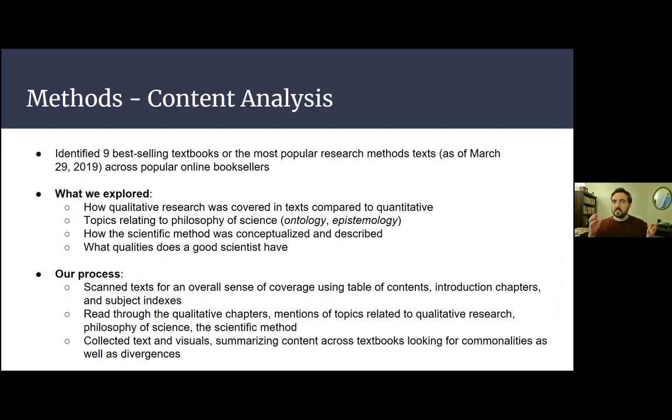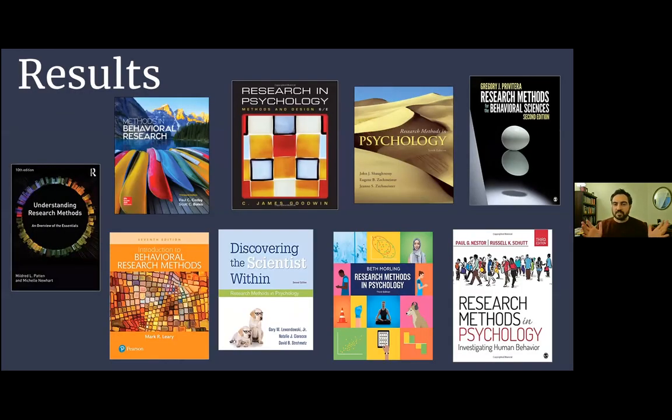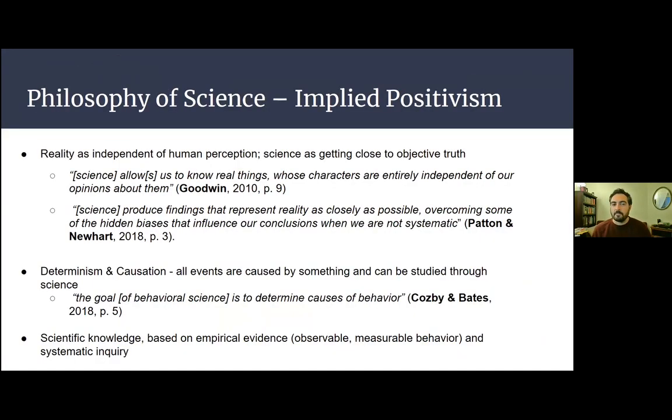So in the summer of 2020, we acquired these 9 textbooks, and emulating the method done by Dr. Clegg, we reviewed the philosophy of science in these different textbooks. You can actually see the textbooks that were part of our sample. And I'm going to go ahead and present some of our main findings.